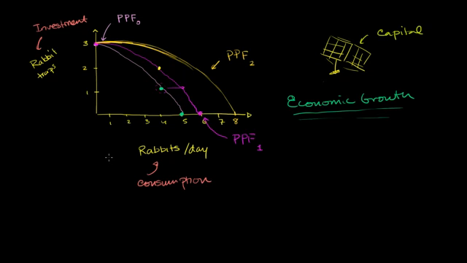But what I wanted you to just appreciate in this video is that the production possibilities frontier can change. You can become more productive if you do have investment in R&D or capital accumulation. And in this case, that just happened to be rabbit traps.